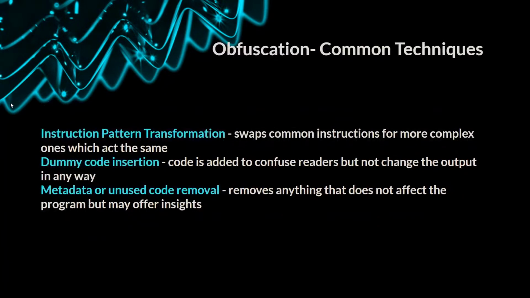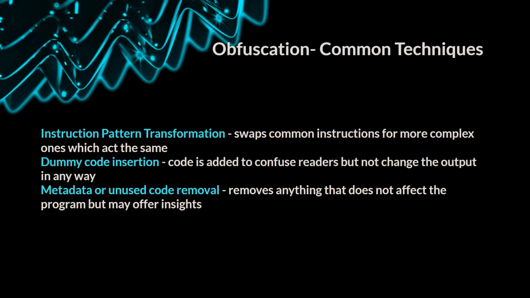Okay, next slide. Now we're going to talk about some common techniques for obfuscation, and I'm also going to show some examples of what they would look like. What I found with these is they're all kind of simple techniques, but where it really gets effective is when you put a bunch of them on the same program. The first one is instruction pattern transformation. Basically, it swaps out common instructions for more complex ones which act the same. So it might do a different loop, some different arguments, stuff like that, to make it more complicated and harder to understand.